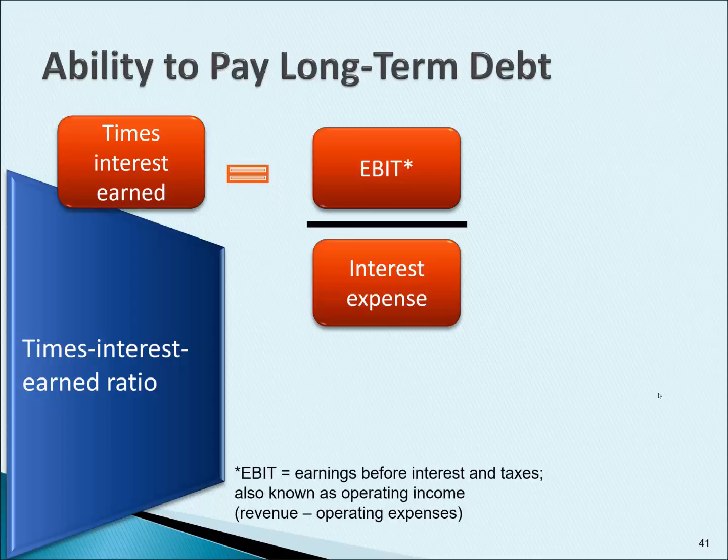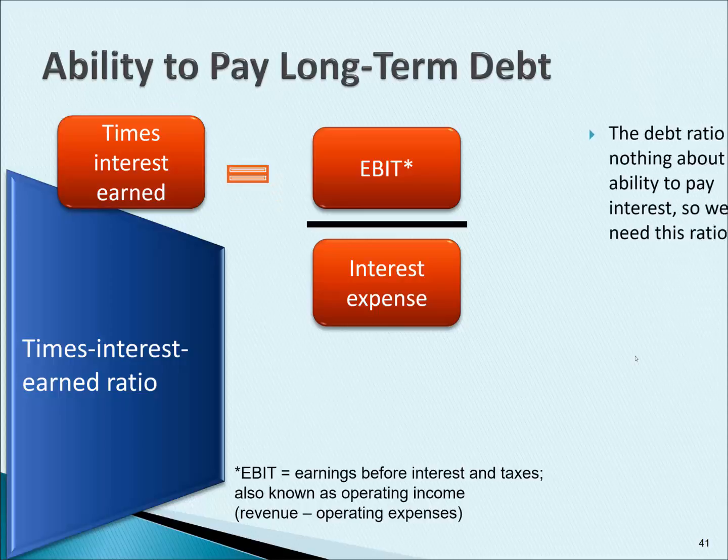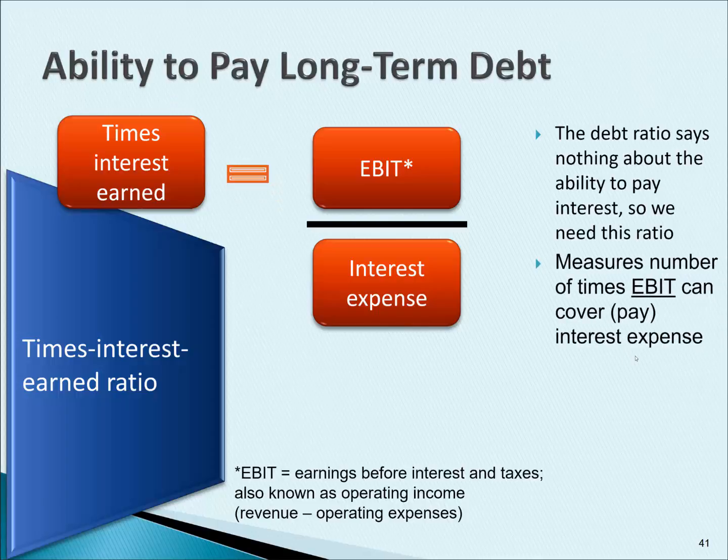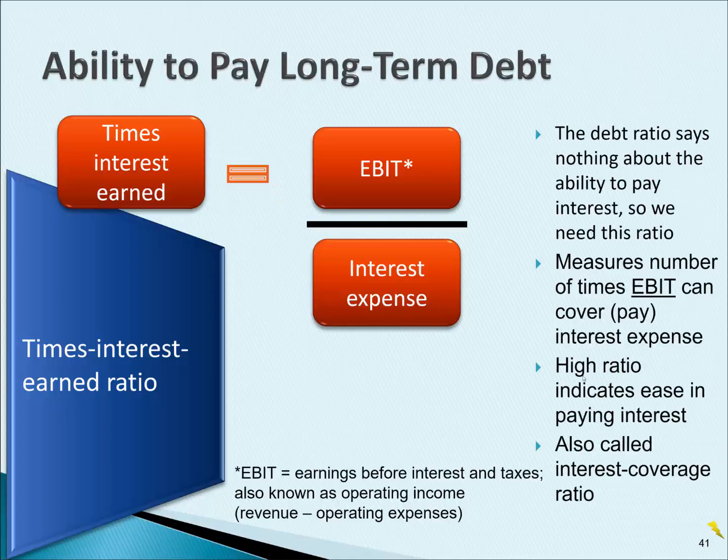So now the debt ratio that we talked about before says nothing about the company's ability to pay interest. Before we even get to the long-term debt, we have to survive our annual interest expense. So this times interest earned attempts to measure our ability to pay our interest every year. So it's measuring the number of times EBIT can cover or pay interest expense, and higher is better. It's also called the interest coverage ratio.